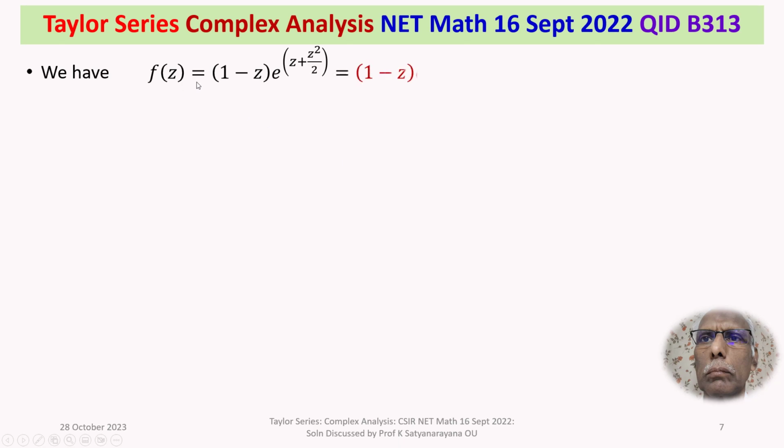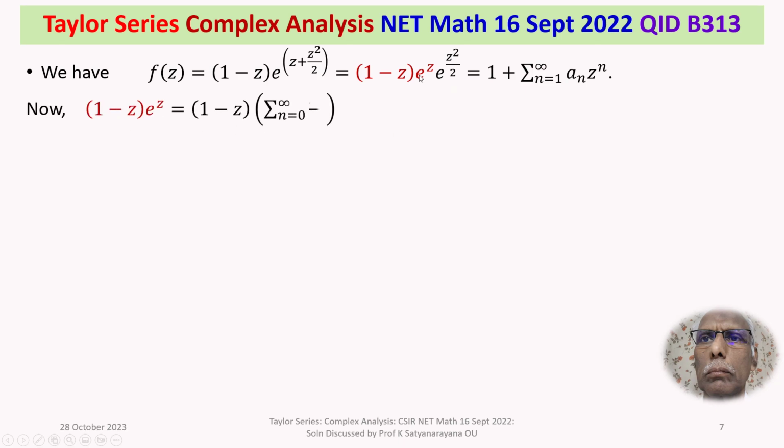We have the function e power z plus z square by 2, which we have written as e power z multiplied by e power z square by 2. We take first of all 1 minus z into e power z, that is equal to 1 minus z into e power z, Maclaurin's expansion, sigma n is equal to 0 to infinity z to the power of n by n factorial, multiply, that is equal to 1 multiplied by sigma n is equal to 0 to infinity z to the power of n by n factorial minus z into sigma n is equal to 0 to infinity z power n plus 1 by n factorial.